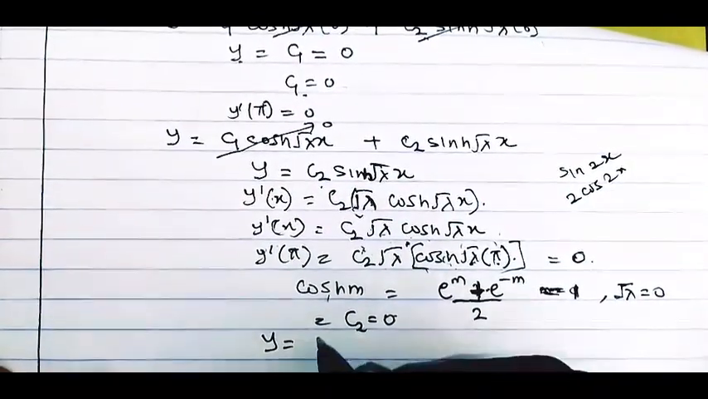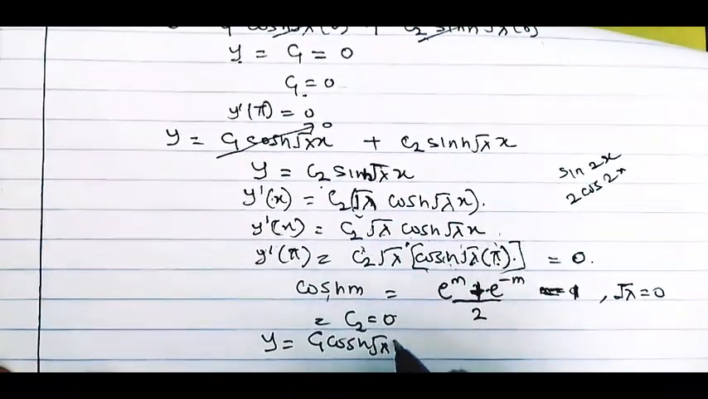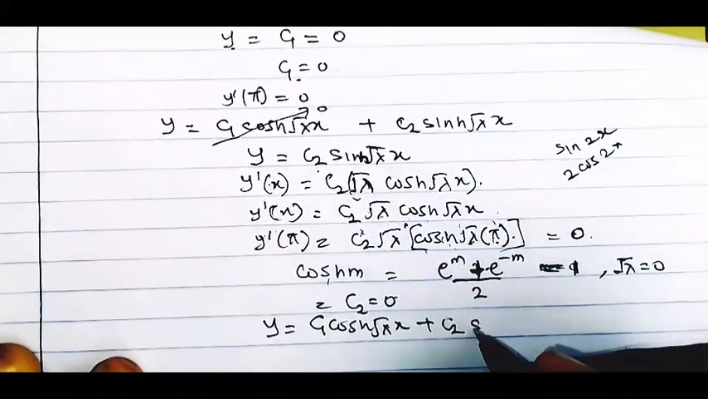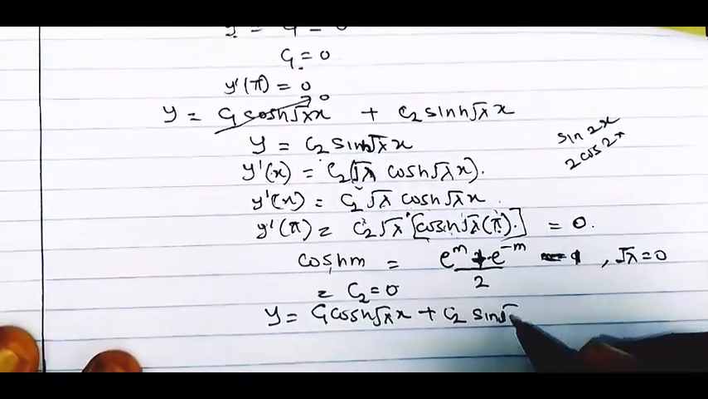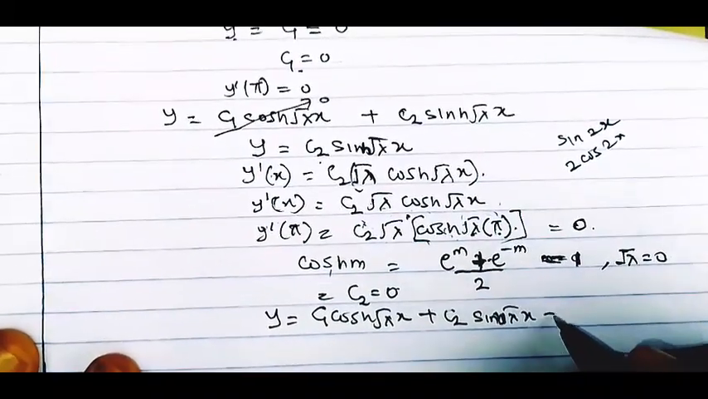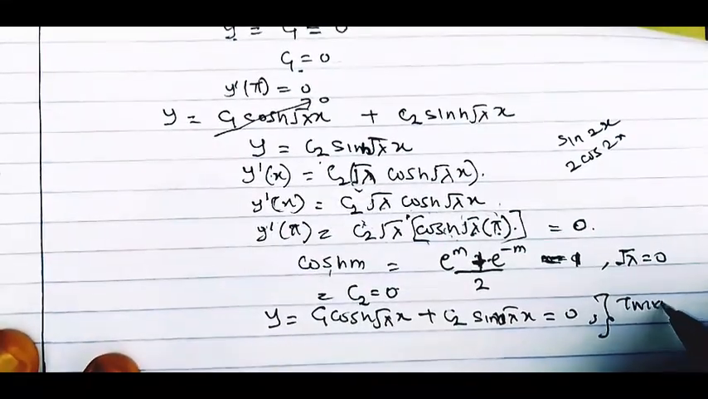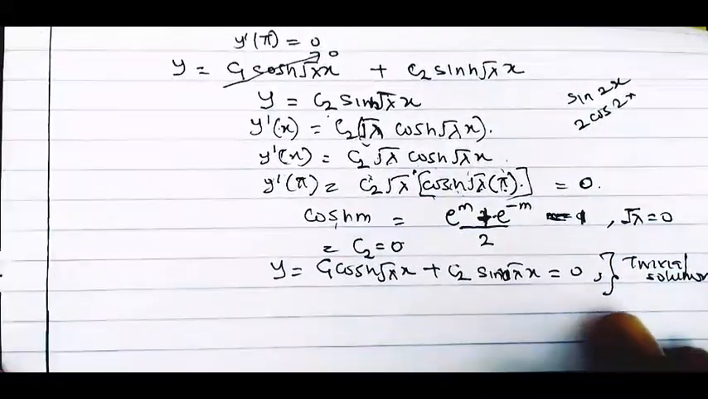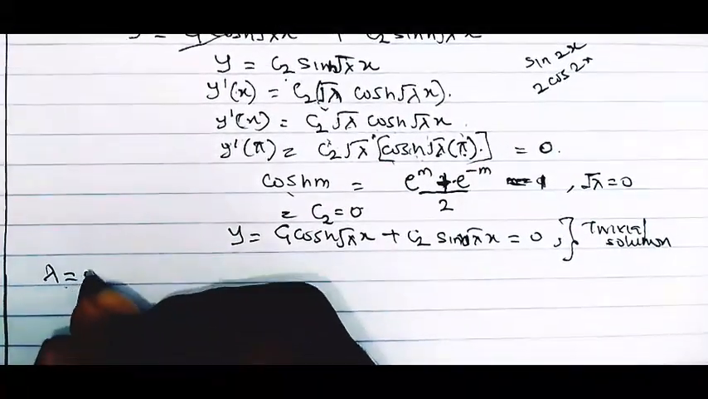So y equals C1 cosh lambda x plus C2 sinh lambda x is 0, which makes it a trivial solution. So we're going to do the same for the case when lambda is equal to 0. So in my case 2, when lambda is equal to 0.